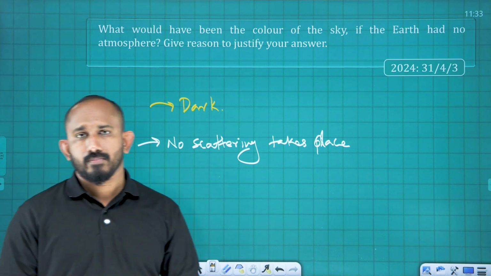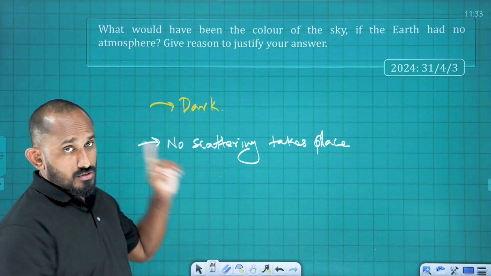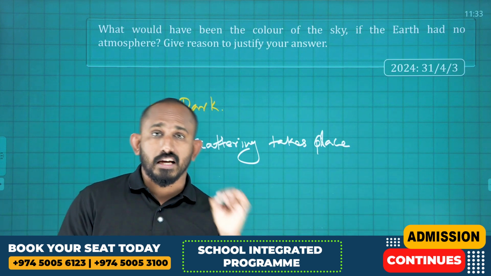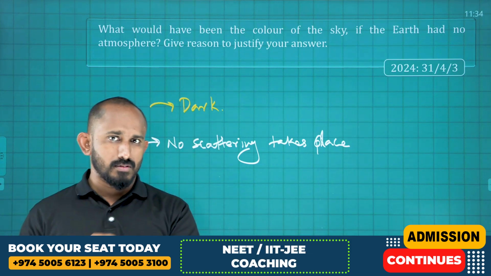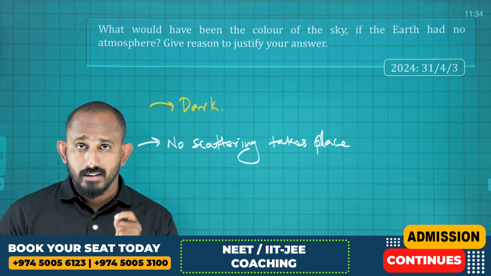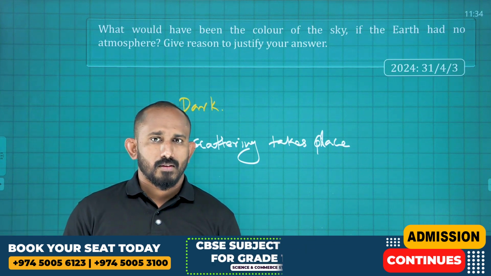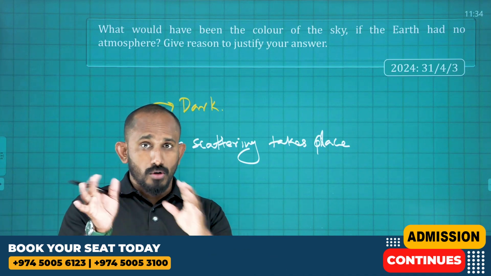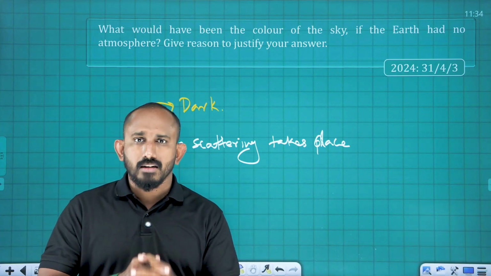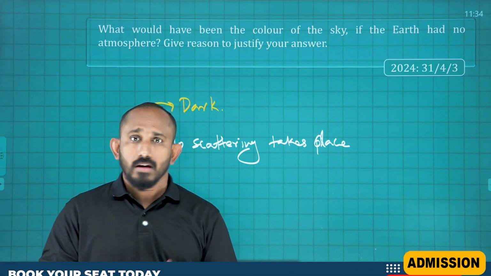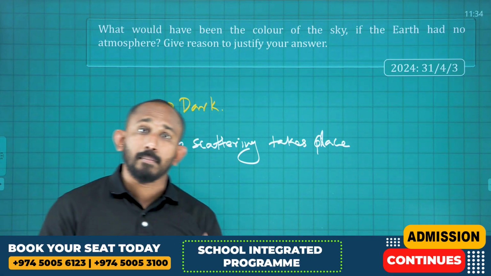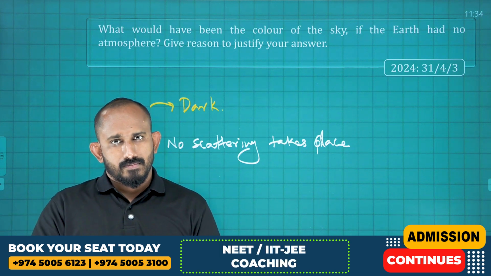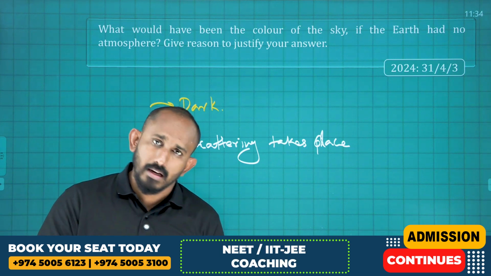No scattering takes place if no atmosphere is there. So use this concept as the reason to justify your answer. The color of the sky is due to scattering of light. Keep in mind, the color of the sky is due to scattering of light. Rainbow formation is due to dispersion of light, so don't mix up the concepts. Scattering causes the color of the sky. In rainbow formation there is no scattering; there it happens the dispersion and internal reflections we call. Do you clear? Let's go to the next question.